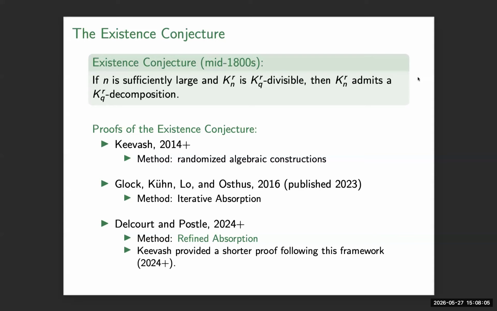So in 2016, Glock, Kühn, and Osthus published a different proof using a method called iterative absorption. And then even more recently in 2024, Delcourt and Postle used a method that they called refined absorption. I'm going to highlight that here because that's the method we use for the project I'll talk about later. And even more recently in 2024, Keevash provided an even shorter proof following in the refined absorption framework.